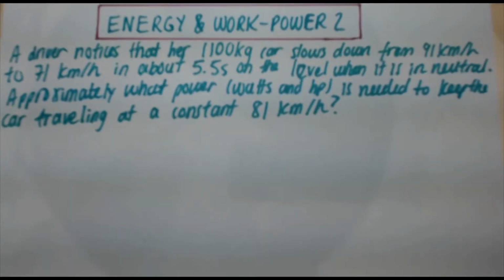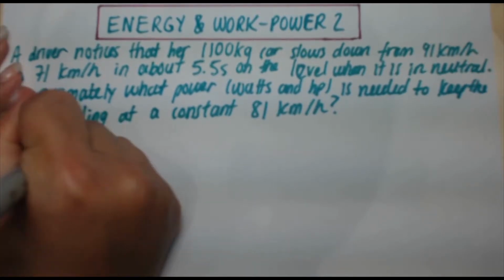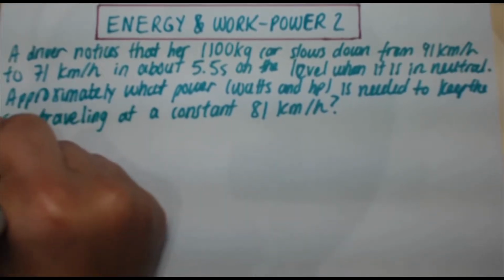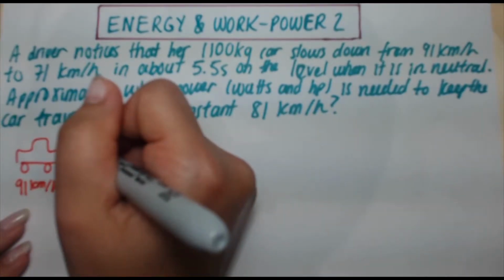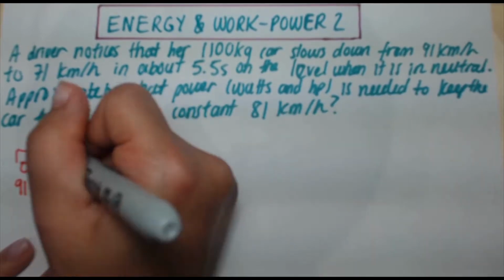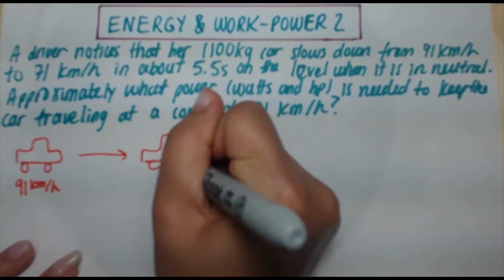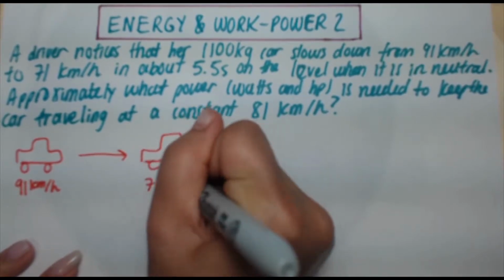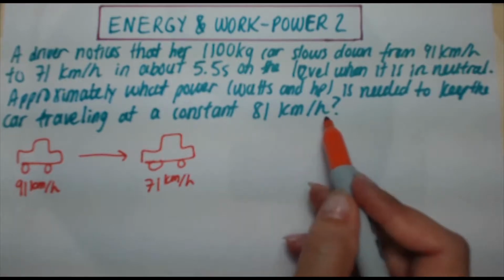Okay, so this problem seems a little bit strange when you first read it, but if it does, you just have to draw a picture and think about this logically. You've got a car traveling at 91 kilometers per hour and in neutral, so there's no braking and no acceleration, just friction, and it slows down to about 71 kilometers per hour. Now, we want to know how much power is required to keep her going at a constant 81.